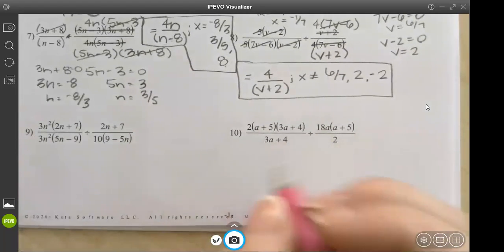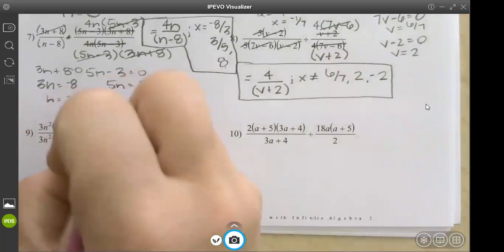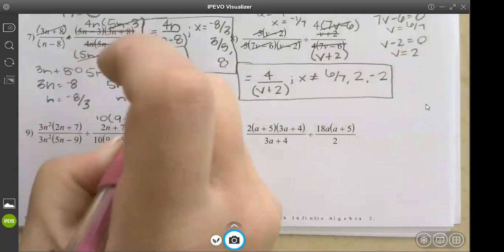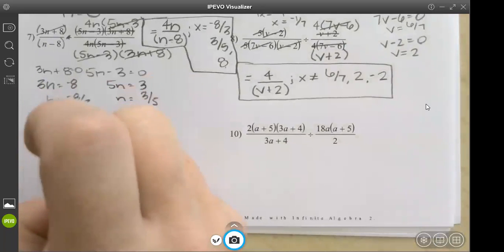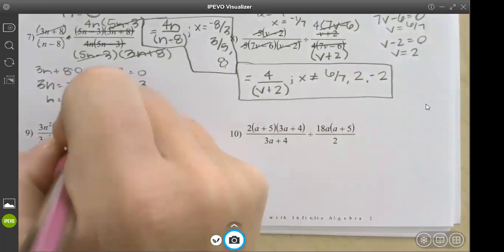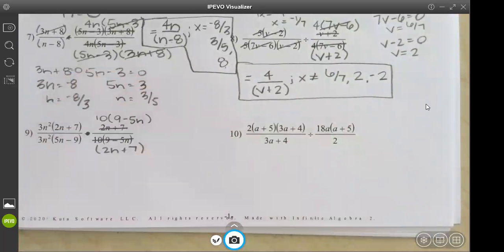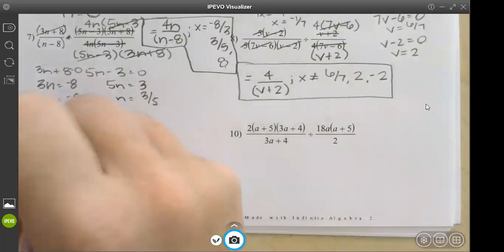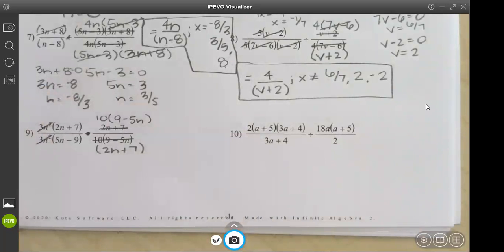Okay, check out your next one. 10 and 9 minus 5n. And then 2n plus 7. What can I mark out? The 3n squared. And then what do you notice? What do you see?